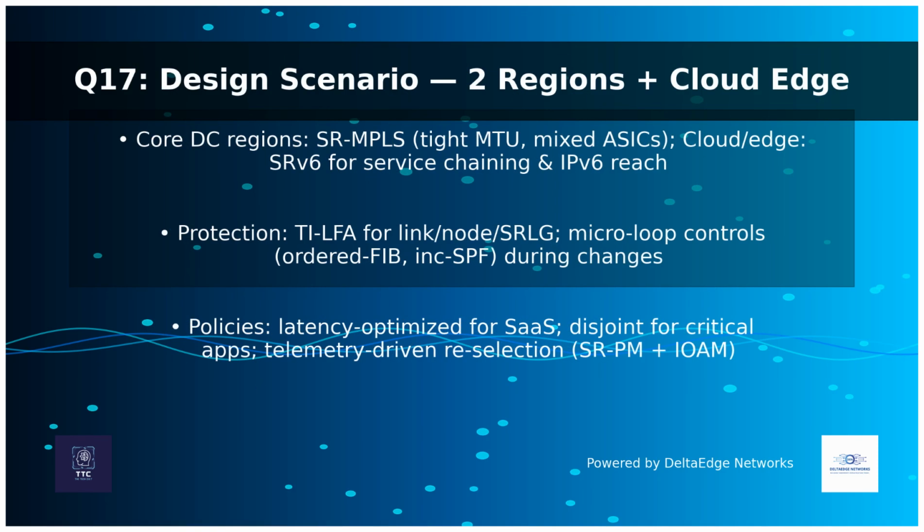Question 17. Design scenario. 2 regions plus cloud edge. Here's a pattern that wins interviews. SR-MPLS in core regions for tight MTU and mixed ASICs. SRv6 at the cloud edge for service chaining and IPv6 reach. Protection via TI-LFA, micro-loop controls for change windows, latency optimized policies for SaaS, and disjoint policies for critical apps. Telemetry, SRPM plus IOAM closes the loop.